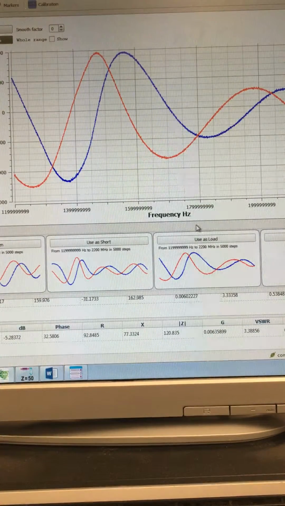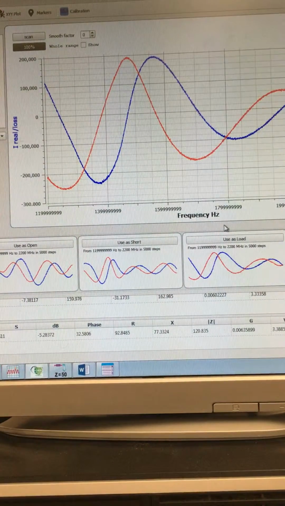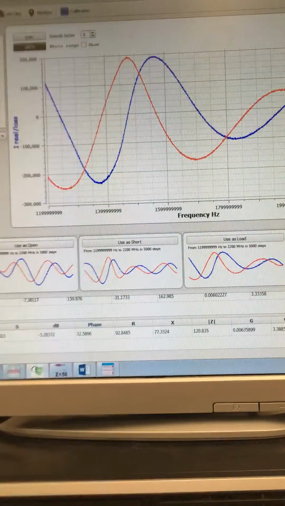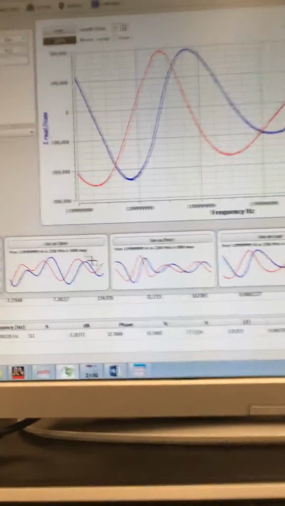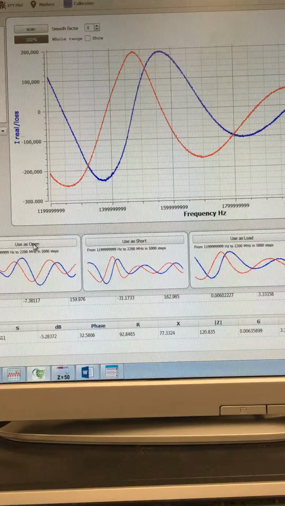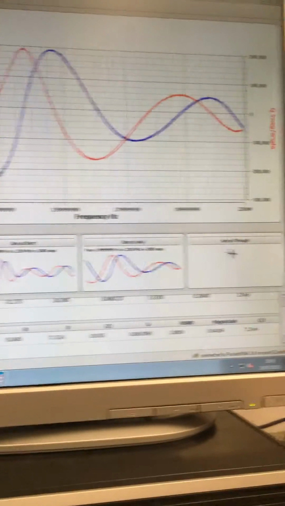So after that, you want to plug in your pocket VNA and you want to calibrate it. Since you're just doing reflection, you want to make sure this up here is on reflection, not transmission, or you'll get a lot of noise and not a good calibration. And since you're just doing reflection, you're doing a one-port calibration, so you only need open, short, and load. You don't need to bother with the through.